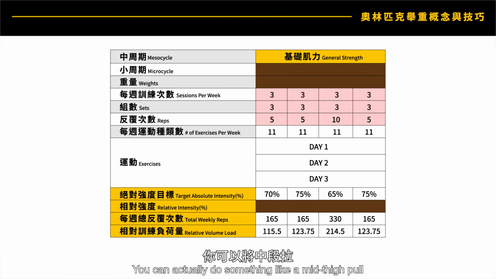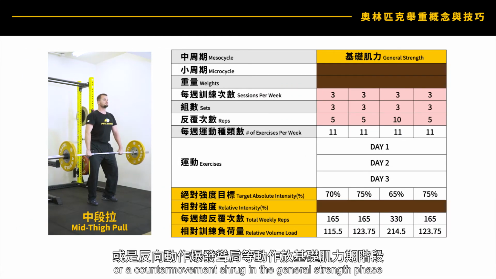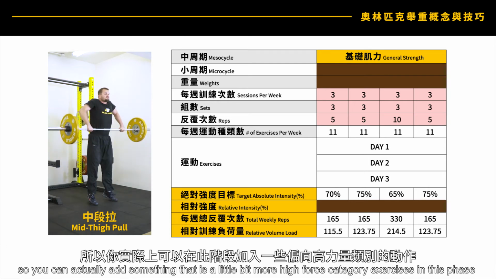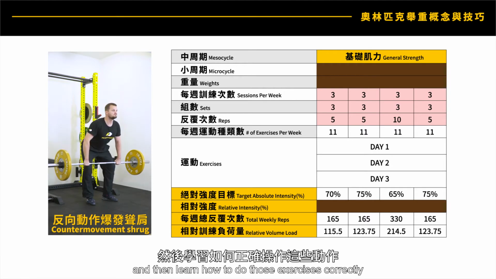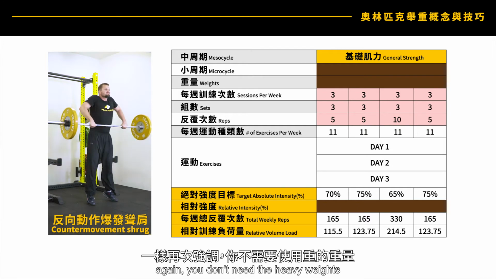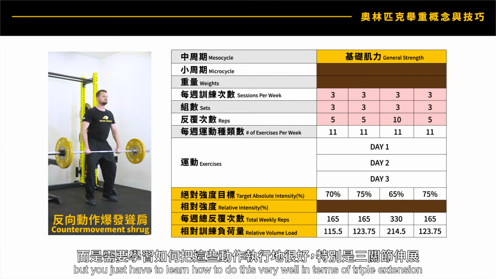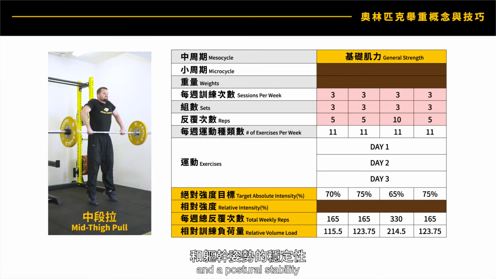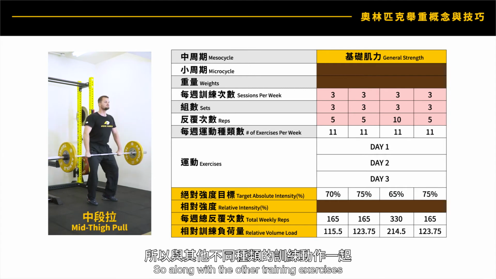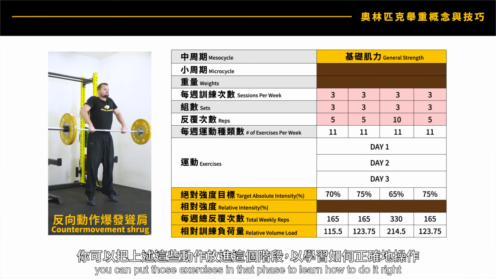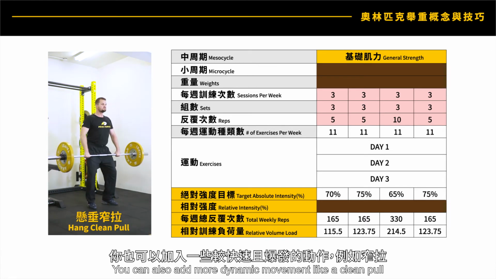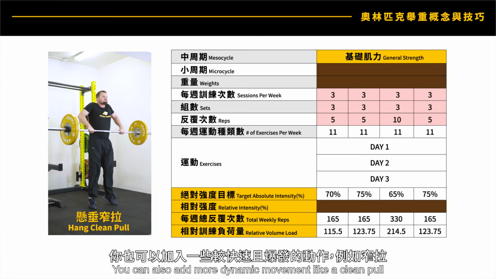You can do something like a mid-thigh pull or a counter movement shrug in the general strength phase. So you can add some more high force category exercises in this phase, and learn how to do those exercises correctly. Again, you don't need heavy weights, but you have to learn how to do this very well in terms of triple extension and partial stability. Along with the other training exercises, you can put those exercises in that phase to learn how to do it right. You can also add more dynamic movement like a clean pull.